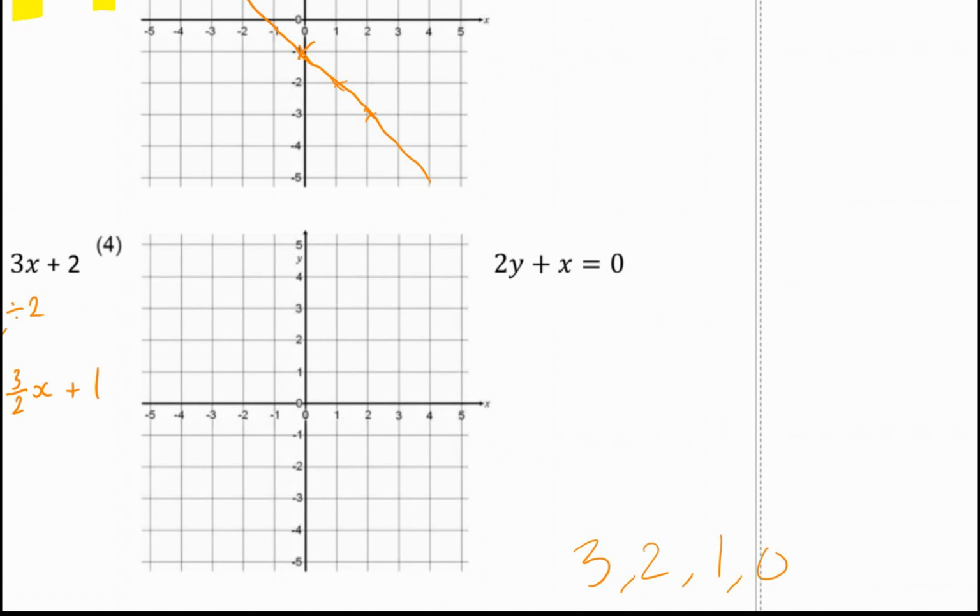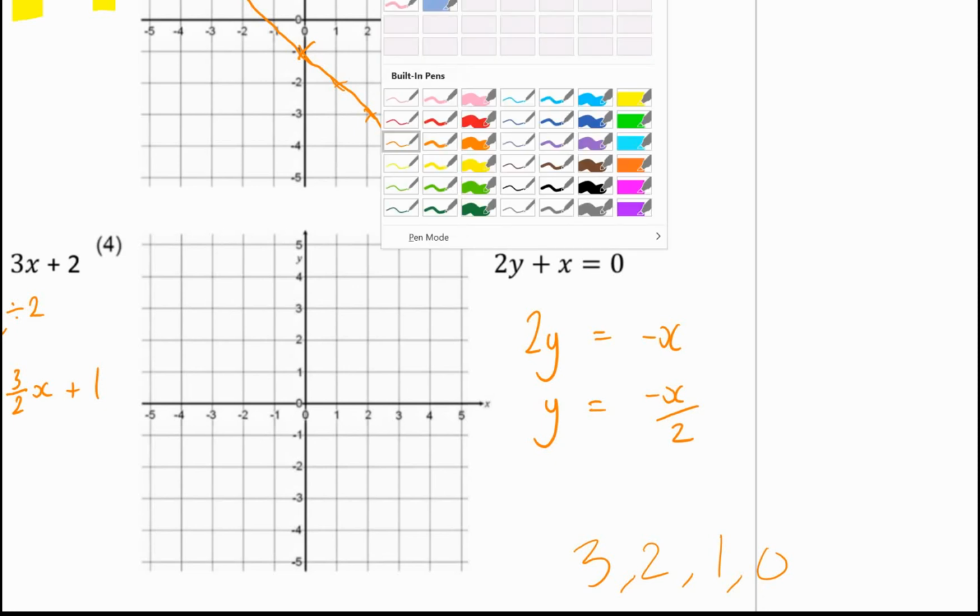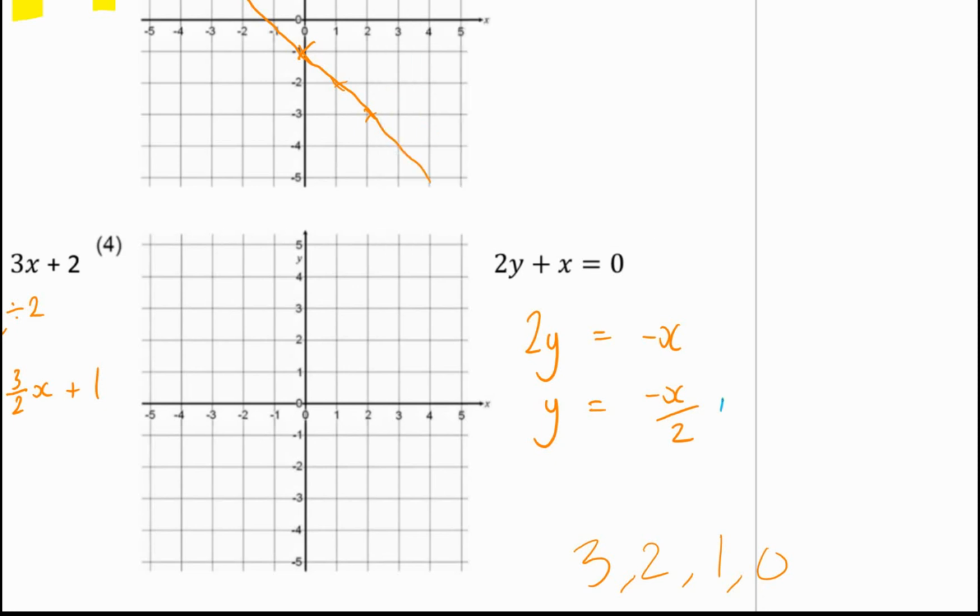Last one, 2x plus y equals 0. 2 steps here. First things first, get rid of the plus x. Opposite of plus x is minus x. And then halve the entire thing. So it's just y equals minus x plus 2. Notice here there is no y cut. If there is no y cut, that means it's basically plus 0.